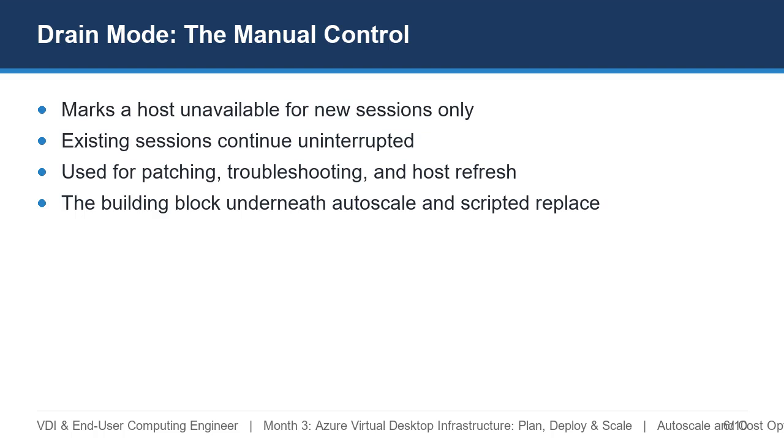Drain mode marks a session host unavailable for new sessions while letting existing sessions continue uninterrupted. It's your manual override outside of autoscale's automated ramp-down behavior. Reach for it when you're patching a host, troubleshooting a single problem machine, or retiring a host as part of a scripted image refresh, without disrupting the users already connected to it.